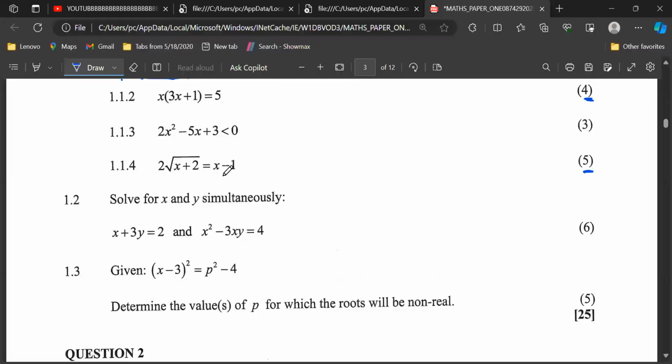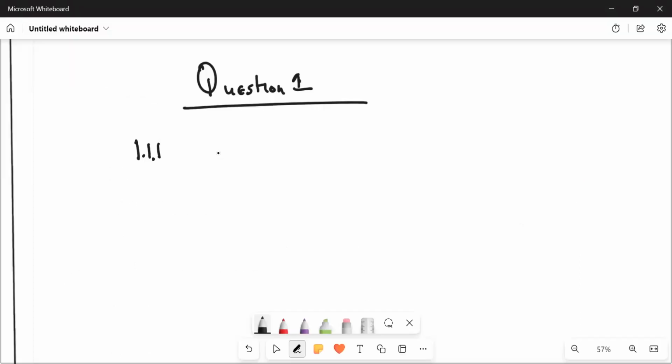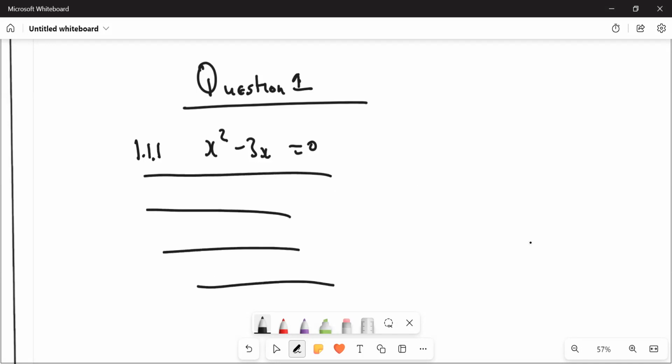Okay, our question 1 says x squared minus 3x. For whatever reason, I can't do this one. So it's x squared minus 3x is equal to 0. I'm trying this, but it's not working out. So I'm just going to leave my spaces here. I'll come back to this later. I'll just leave some spaces for it.